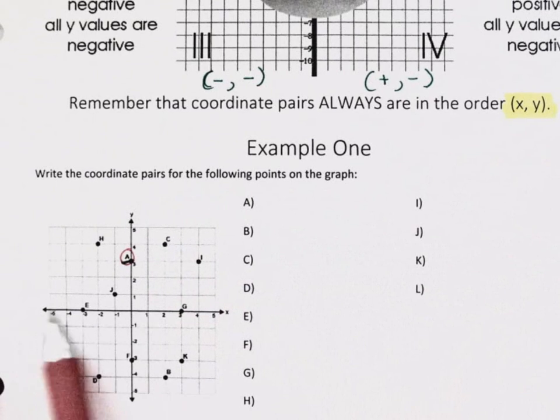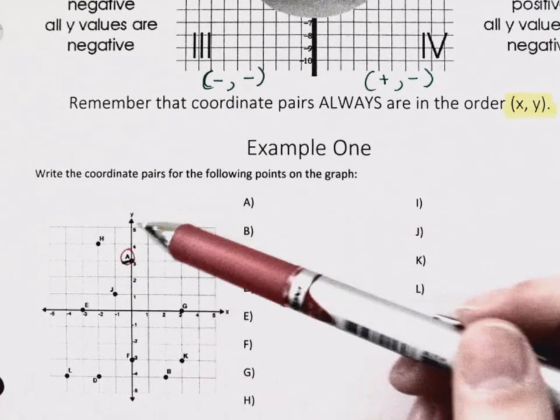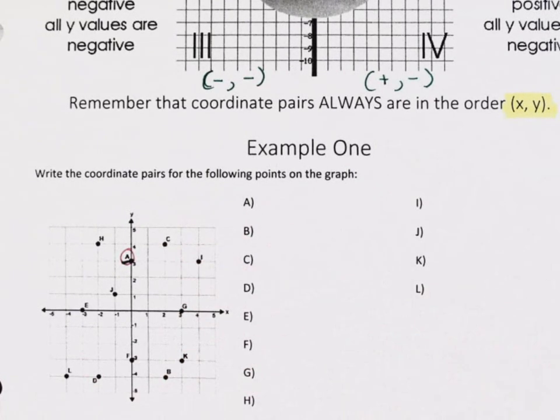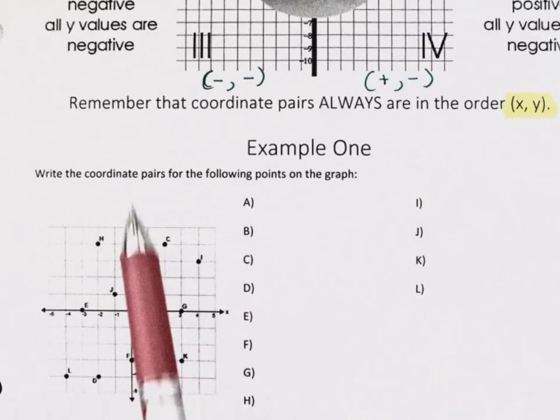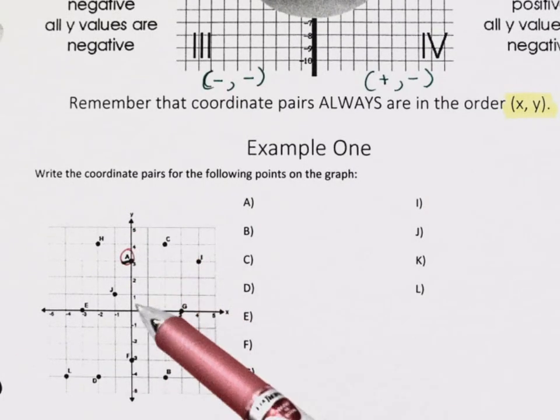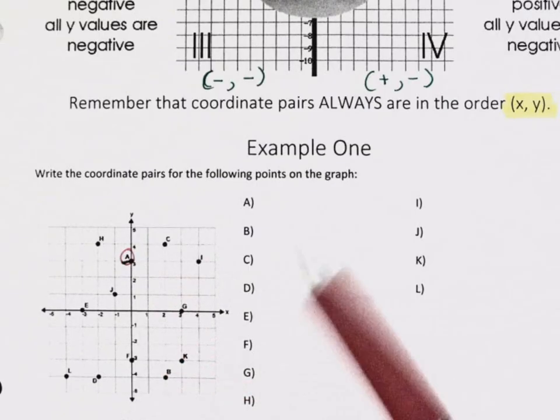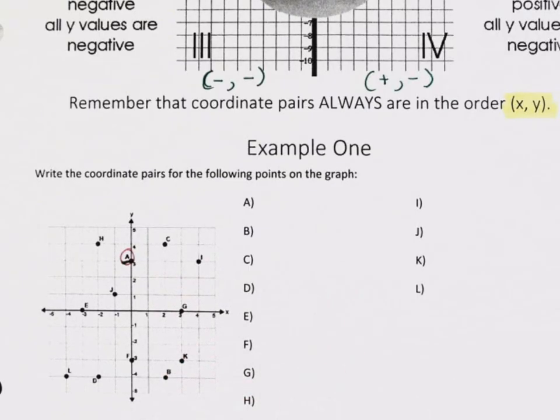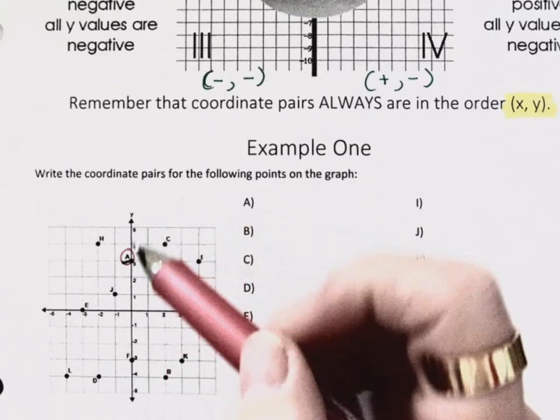FYI, the x-axis can go up by 1, but your y-axis could go up by 2s, could go up by 3s. X and y don't have to have the same increments, but you do have to have the same positive and negative increments on the same axis. Okay, I'm rambling. Let's get to this.